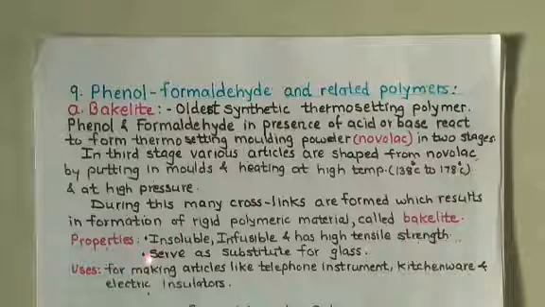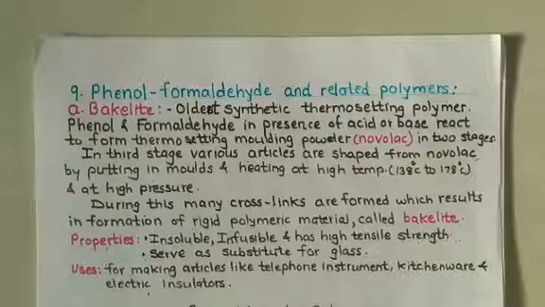What are the properties of bakelite? Bakelite is insoluble, infusible, and has high tensile strength. It serves as a substitute for glass. It is used for making articles like telephone instruments, kitchenware, and electrical insulators.